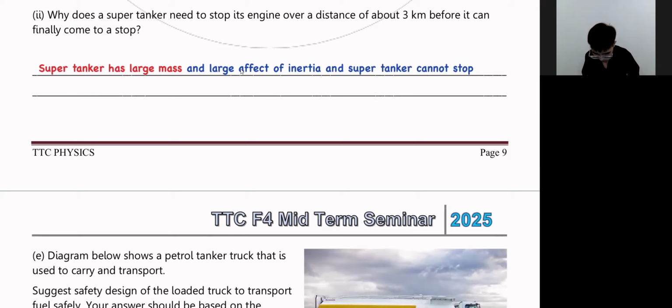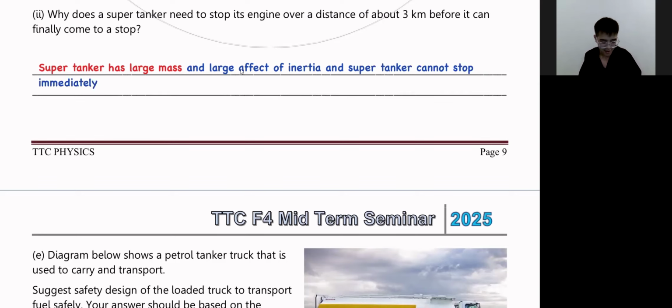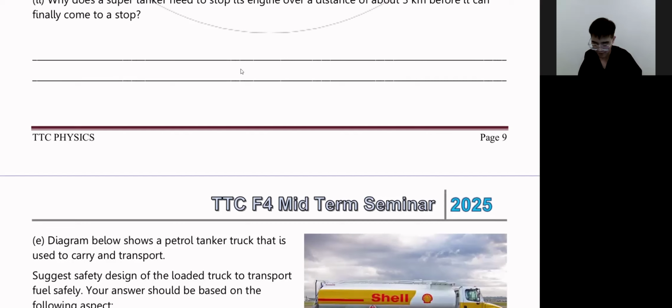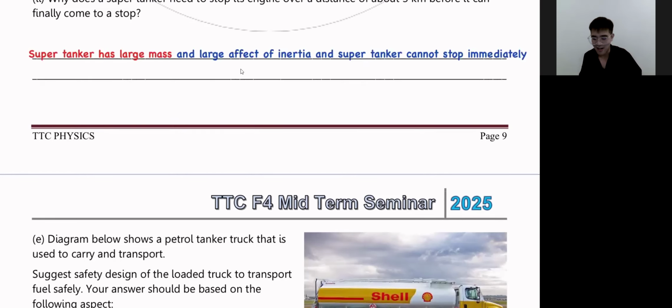cannot stop immediately. It's not like a car. You know ships, right? They don't have brakes. Unlike cars, if you want to brake, you just press the brake pedal and the car will slow down first. Of course, it can stop very quickly because the brake pads create friction against the brake disc of the tire. But ships don't have brakes. So that's why they have to switch off the engine.